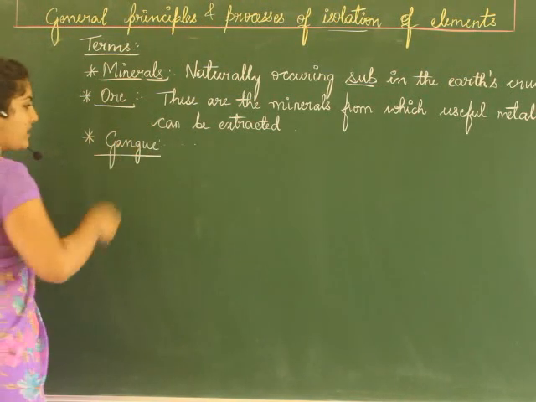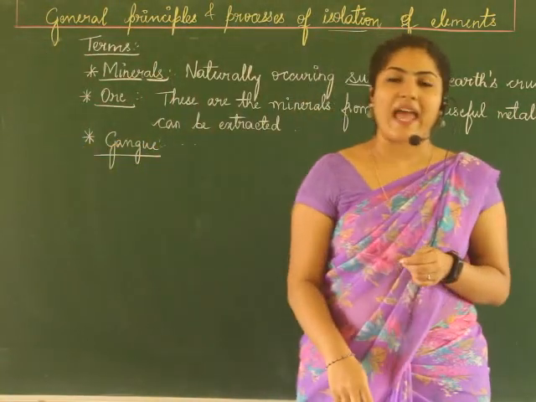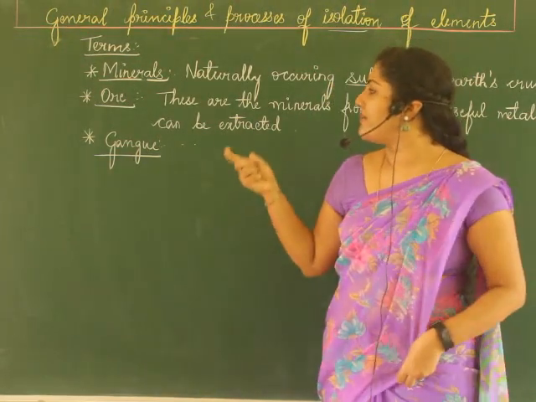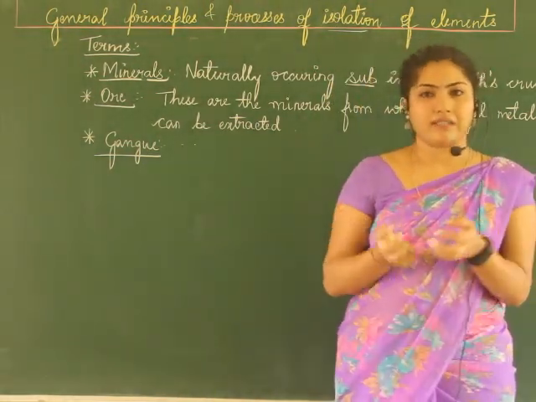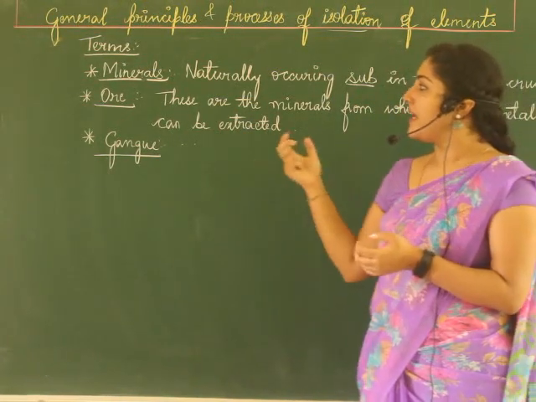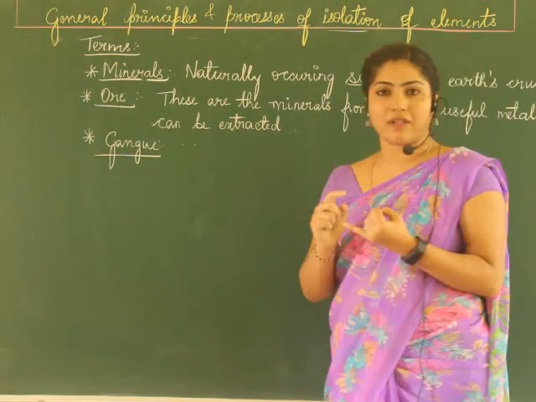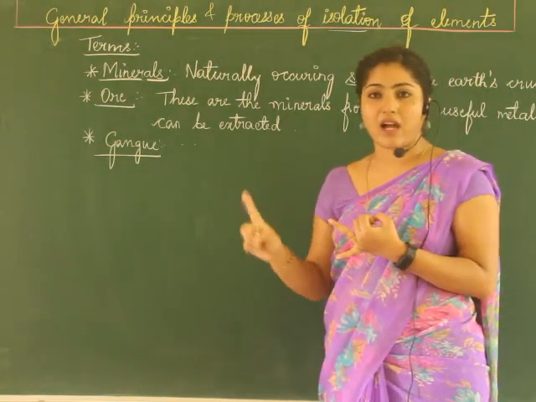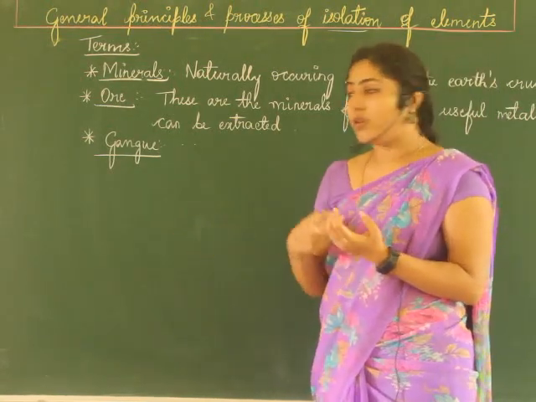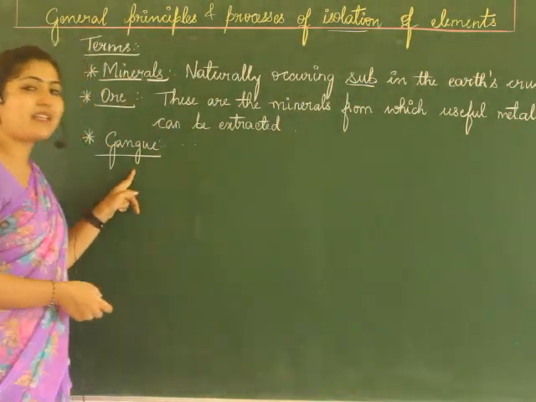It is gangue. It's not a group of ores. Gangue means the earthly or unwanted impurities. So when we get the minerals from the earth's crust, it will be in the combined state, as I have told. It would have been mixed with any substances. So it would have been mixed with clay, it would have been mixed with silica, or it may contain some impurities as well. So those earthly and unwanted impurities are called gangue.